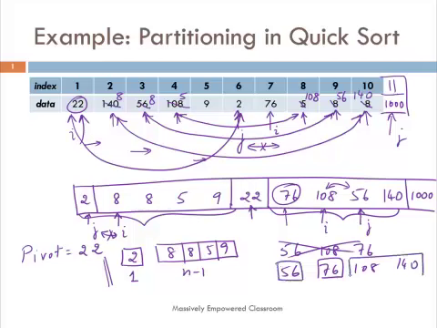So like this, eventually every partition will have only one element, and it's already sorted, and there is no need to merge. At that point, the entire array is already sorted.